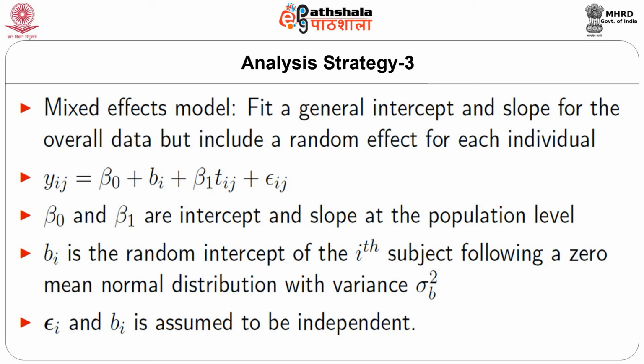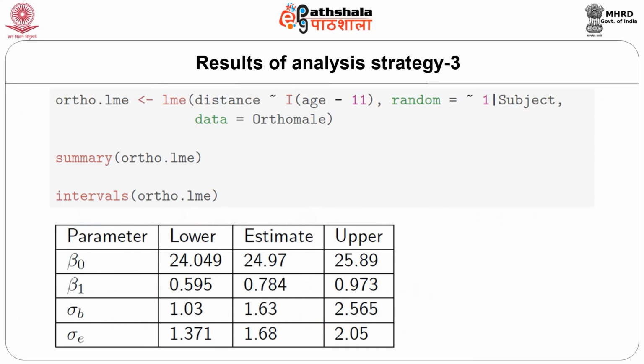And note that here both beta naught and beta 1 are free from i, indicating that they are independent of the subject. But we have a factor called Bi, which is nothing but a random sample from a normal distribution having 0 mean and variance sigma square b. Now, what this Bi does is it induces the randomness or the subject specific effect present in the data. Another thing that we assume is that Bi and the random errors are independent.